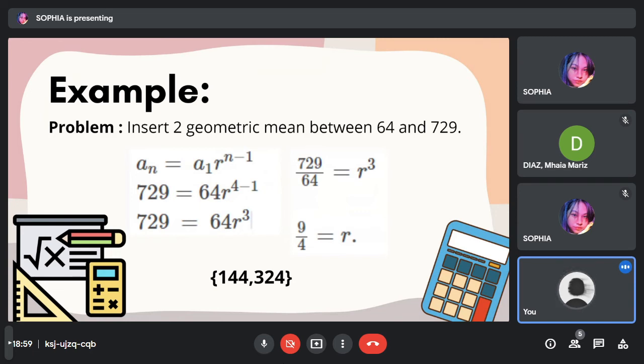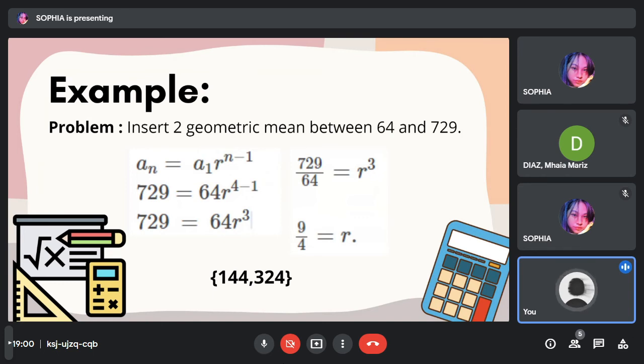Like before, since we inserted two means, 729 will be our fourth term. Same as before, after subtracting in r raised to the power of 4 minus 1, we will have 729 equals 64 r cubed. Let us proceed to division.